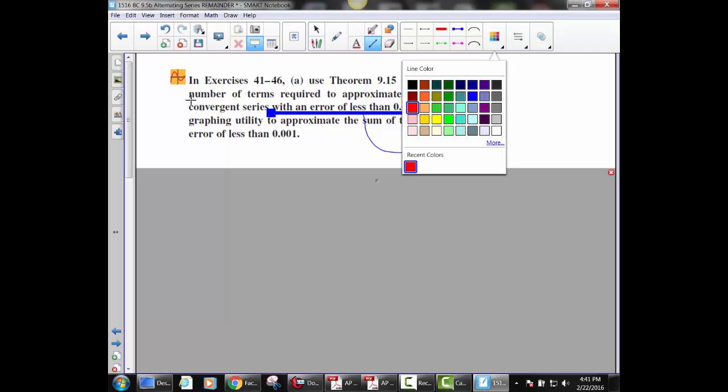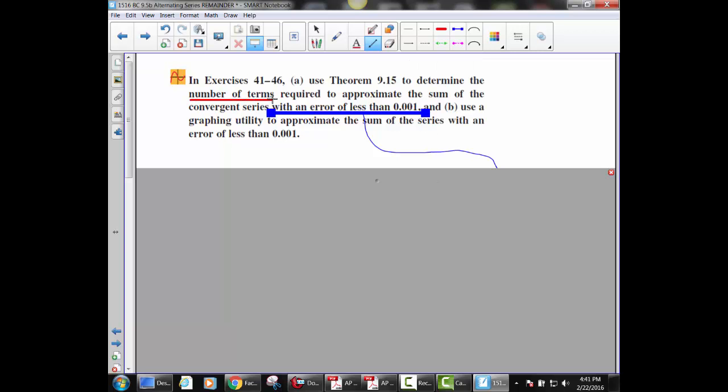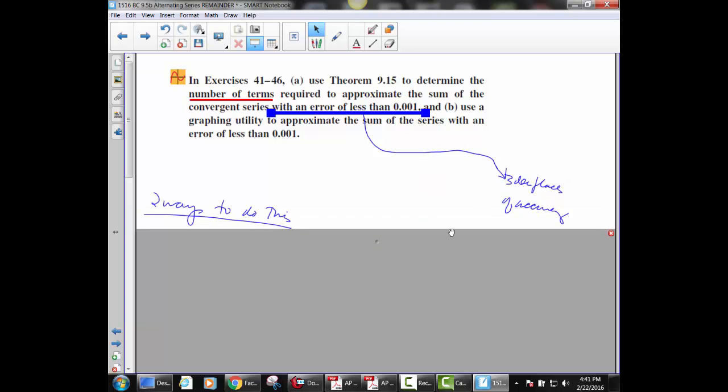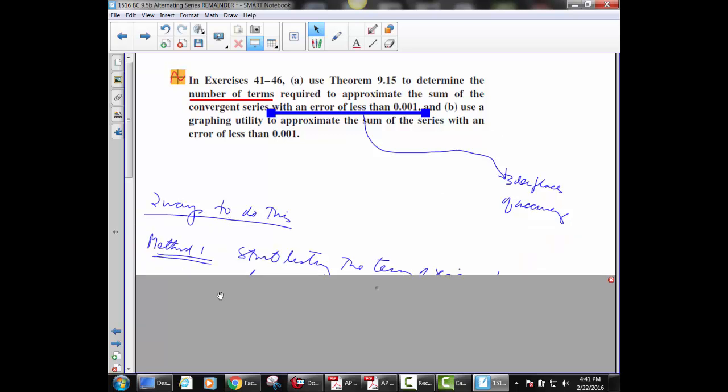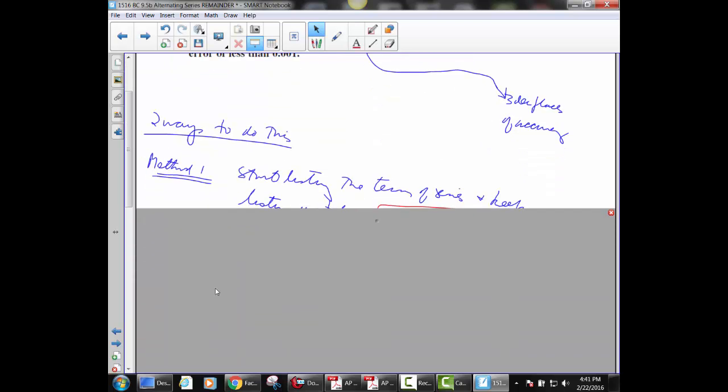So the number of terms required to approximate the sum of the convergent series, so they're telling you it's convergent, with an error of less than 0.001. Okay, so to say that the error is less than 0.001 is to tell you have 3 decimal places of accuracy. Now, there's 2 ways to do this.